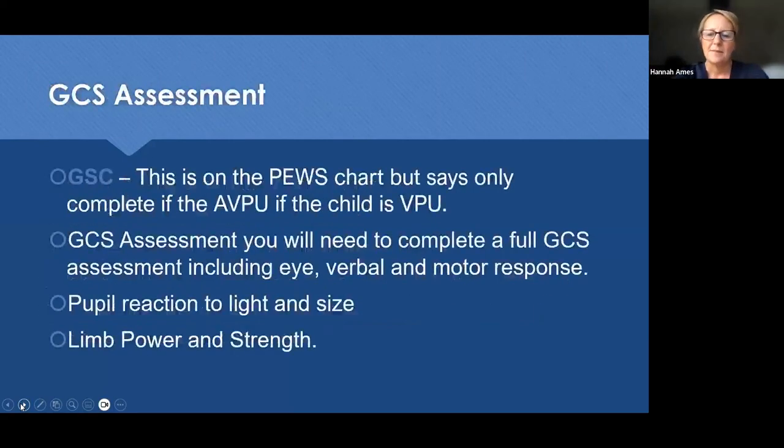The GCS assessment, you would only need to complete the GCS if the child was not alert. So if they're responding to voice, pain or unresponsive, and that's quite unlikely in your OSCE. But just be aware of it. You'll need to do that full GCS, including eye response, verbal response, motor response, pupil reaction to light and size, and obviously limb power and strength.